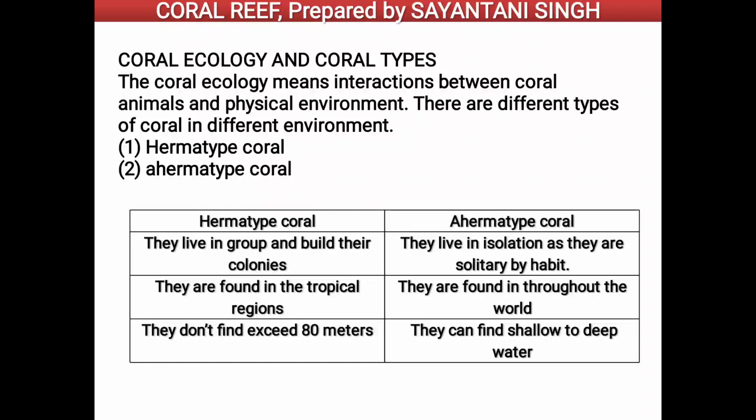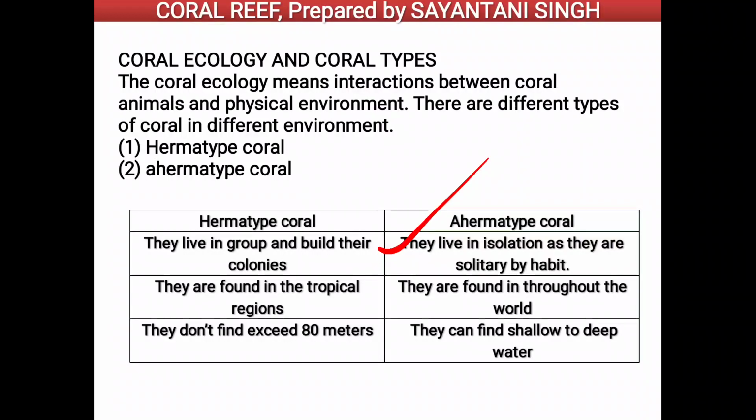Next, we will be talking about coral ecology as well as coral types. Coral ecology, you know the term ecology. Coral ecology is the interaction between the coral animal and the physical environment. There are two different types of coral. One is the hermatypic, one is the ahermatypic. Hermatypic means when the corals live in isolation and are solitary by habit, that is called hermatypic, and they are found all over the world because they live individually.